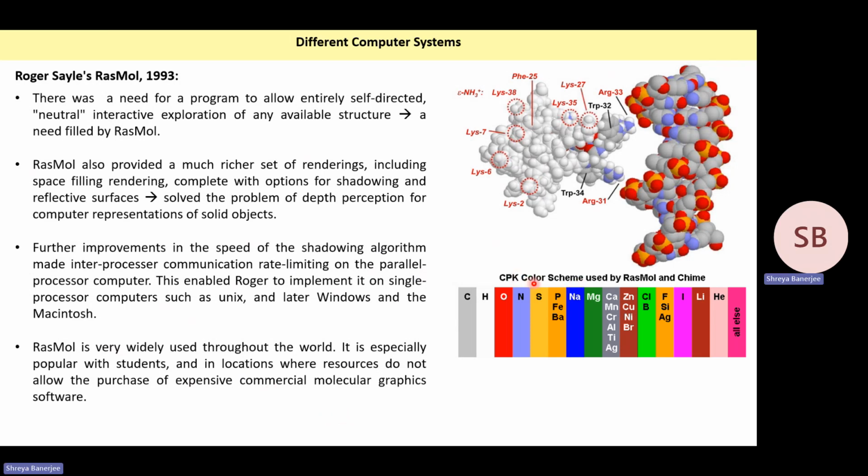Rasmol also has a CPK color scheme that it uses. So for carbon, it maintains a gray color, for hydrogen white, oxygen red, nitrogen blue, and so on. These are the four main atoms. You can remember these four. Others are not that important to remember.